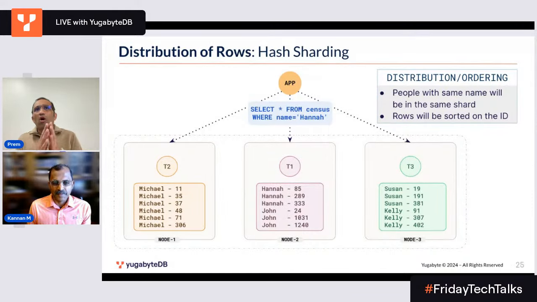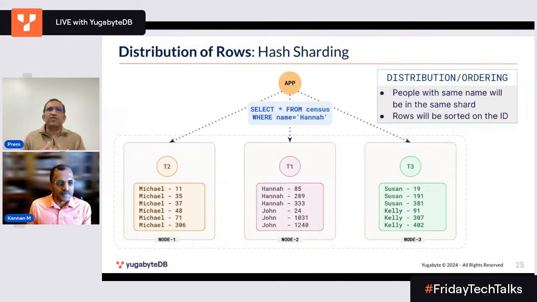Here you can see that all Michaels are stored in one tablet, T2 in node 1, and all Susans in node 3 are stored in tablet T3. If you notice, within the people with the same name, the rows are ordered based on their ID.